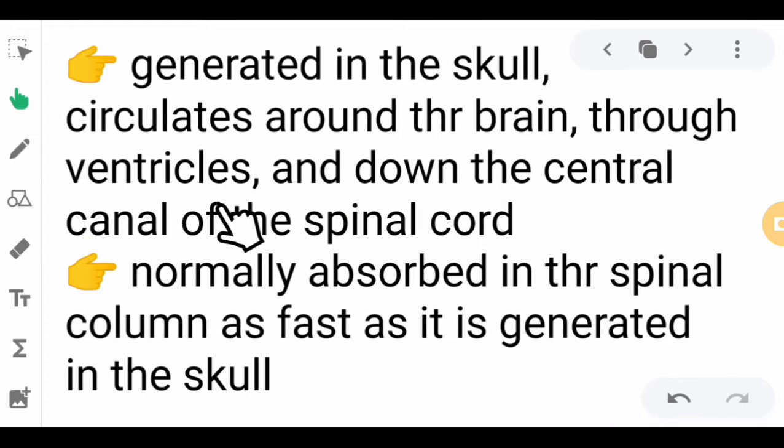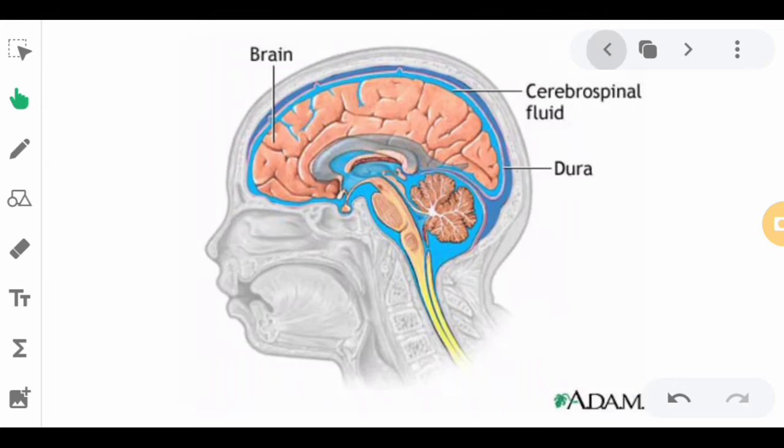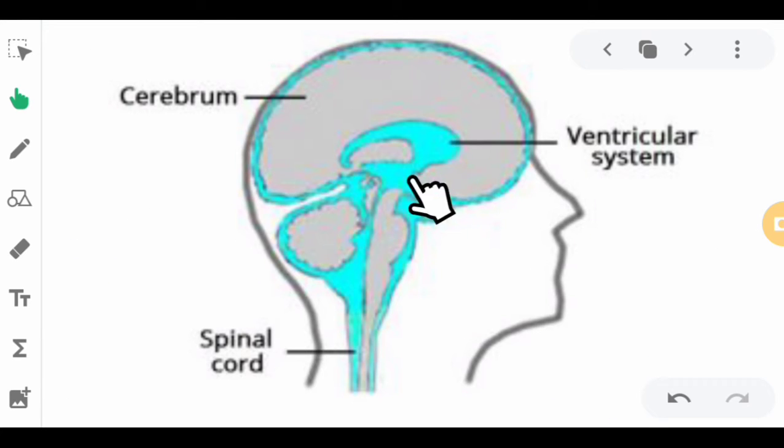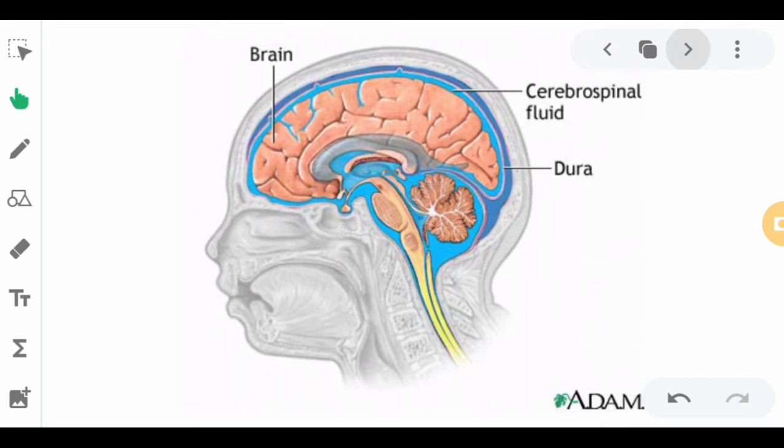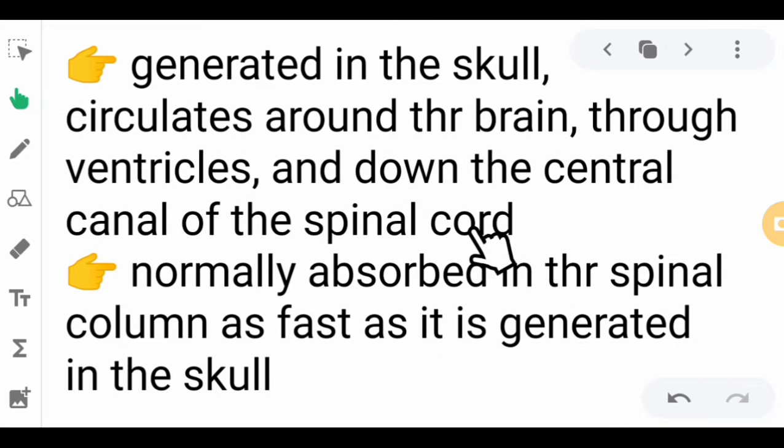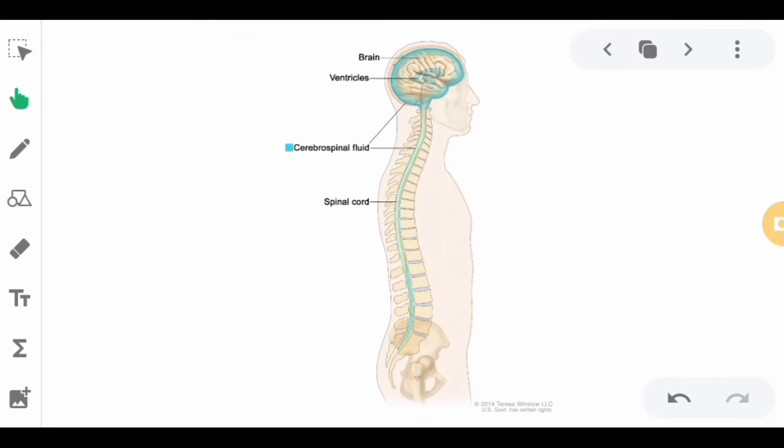The CSF is generated in the skull. It circulates around the brain through the ventricles. So we have here the ventricles. This is the pathway of the cerebrospinal fluid, down to the central canal of the spinal cord. So your spinal column has a central canal in which the CSF will flow. It's like a canal, a pathway for the fluid.